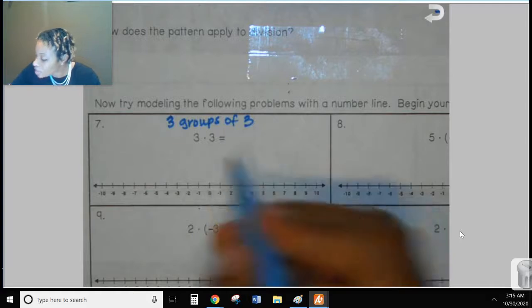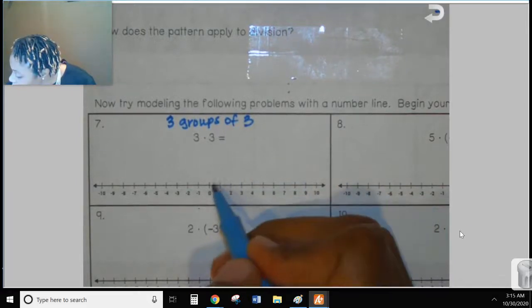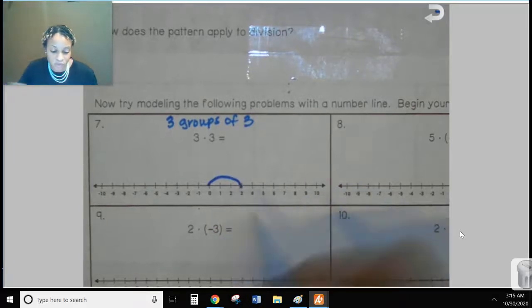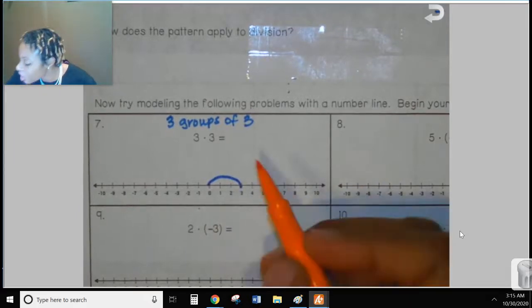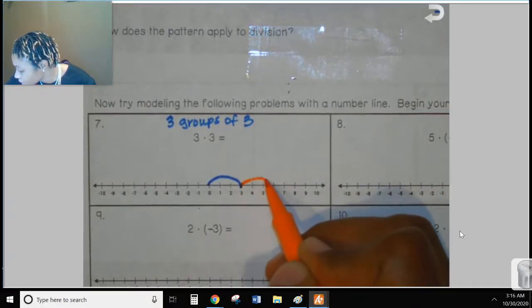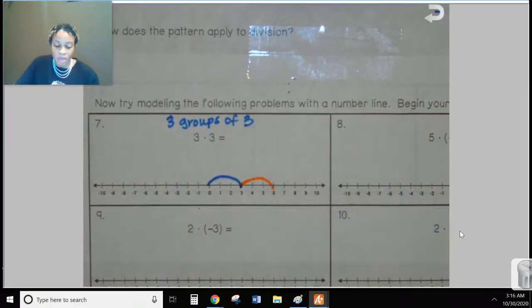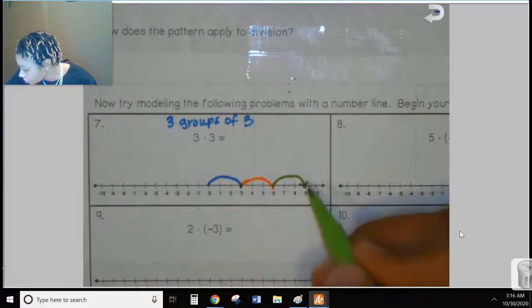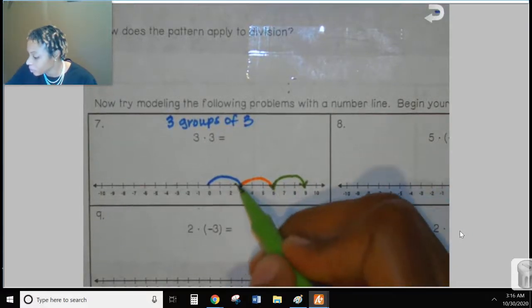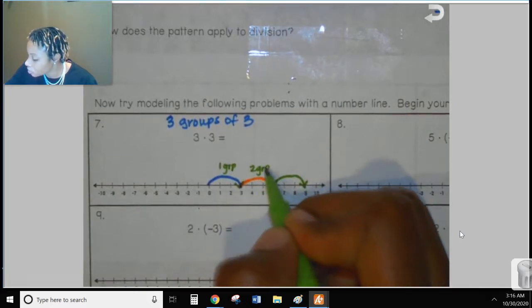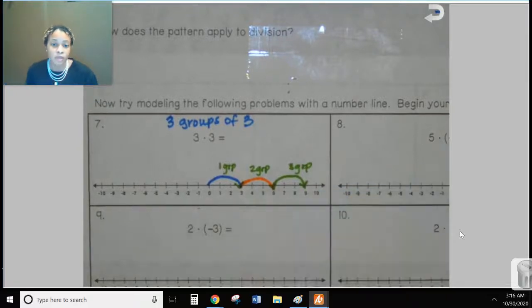So we're going to start at 0, which is here, and I'm going to have 3 groups of 3. From my first jump, I'm going to go from 0 to 3. That's my first jump. And I'm going to make these different colors so you can see. And then my second jump is another group of 3, so it'll go from 3 to 6. And then my last jump is going to be from 6 to 9. So this is 1 group, 2 groups, 3 groups. Those are my 3 groups of 3.